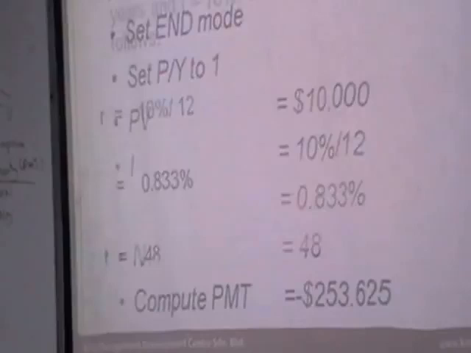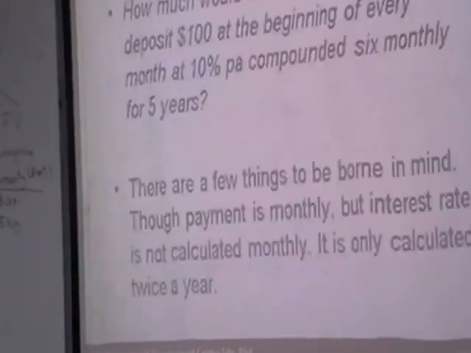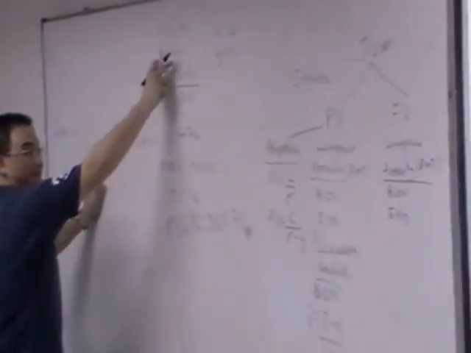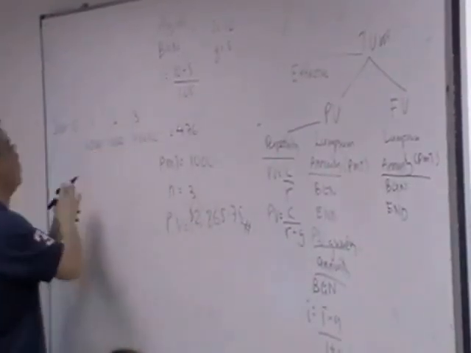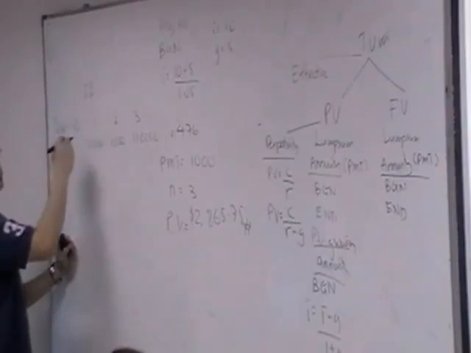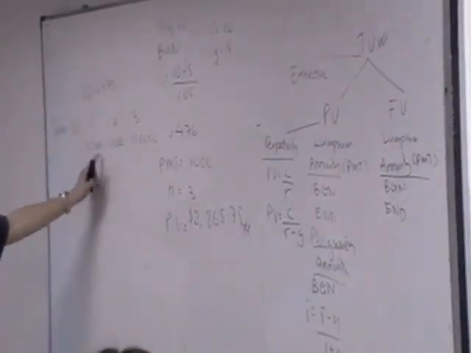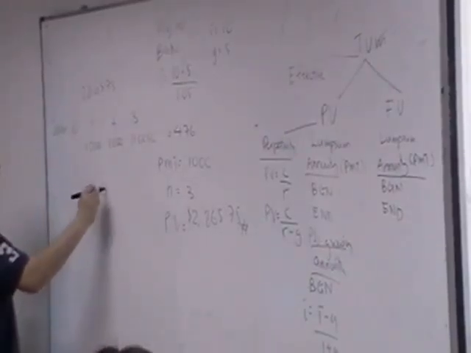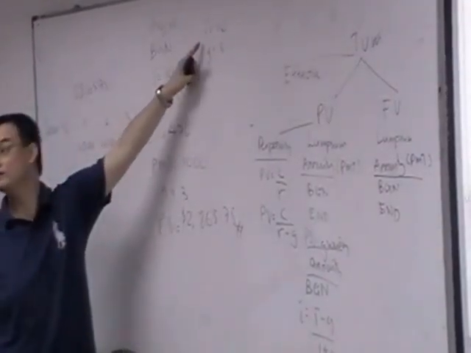Now, coming back to this example here. If your PMT is 1000 at year 1, and this one is begin mode, it means this value 2865 is at year 1. Can you follow? Now, if you want to find the real present value, you discount this by another 10%.